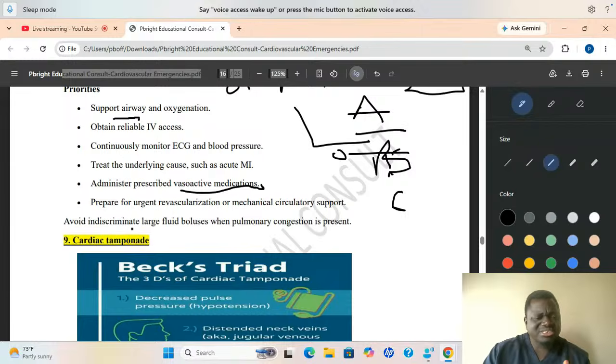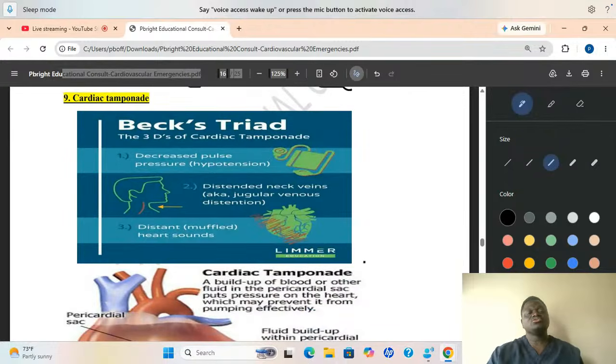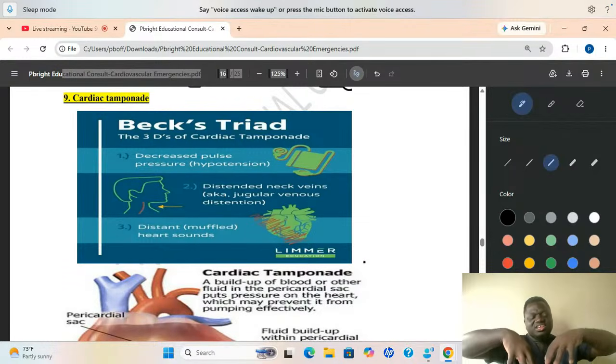Avoid indiscriminate large fluid boluses when pulmonary congestion is present. You don't even have to wait for pulmonary congestion to be present. Avoid giving plenty of fluids. Sodium chloride, Ringer's lactate. They will shift the fluid to the interstitial space and cause edema. Okay, good.